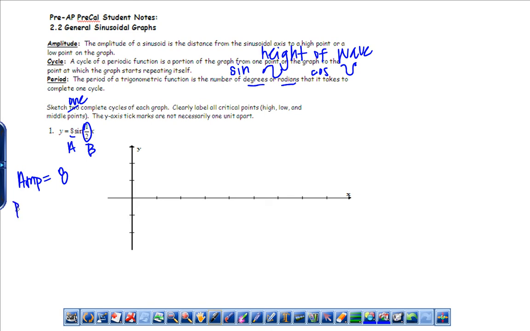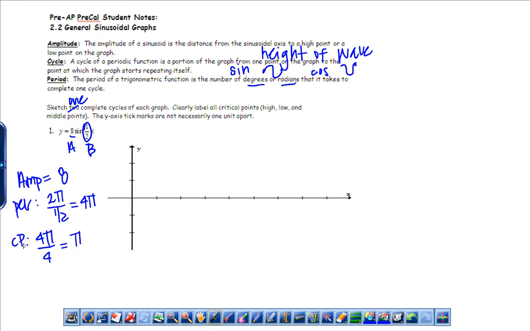So what I would do is I would say my period. And we're always going to use radians. So I'm going to say 2 pi divided by 1/2. And remember, you do leave, change, flip, and that's going to give me 4 pi. And then I'm going to go ahead and find my critical points. I'm always going to take my period, so 4 pi, and I'm going to divide that by 4. And I'm always going to divide by 4. Always, always, always. And that gives me pi.